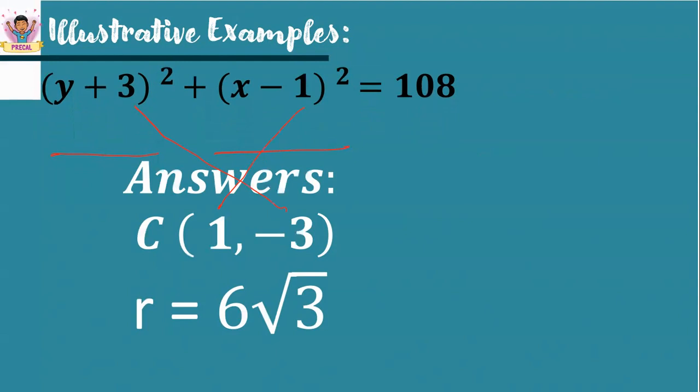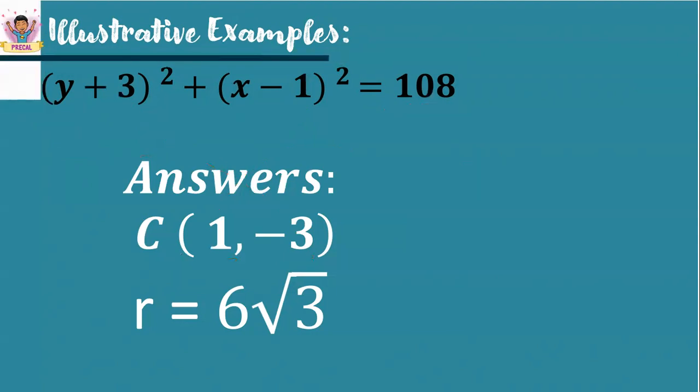So always be careful in thinking about the arrangement first of our standard equation, because we refer to it as h and k now for the center. And of course, to get 6 square root of 3, which is our r here, we simply get the square root of 108. We can rewrite it as 36 times 3, and the square root of 36 is 6. Then the remaining radicand is the square root of 3. So I hope you understand.